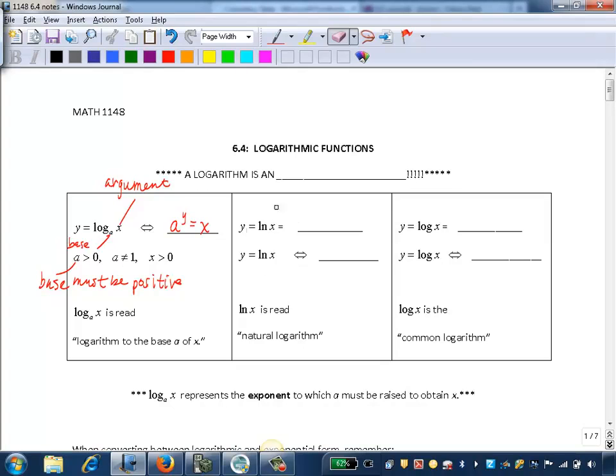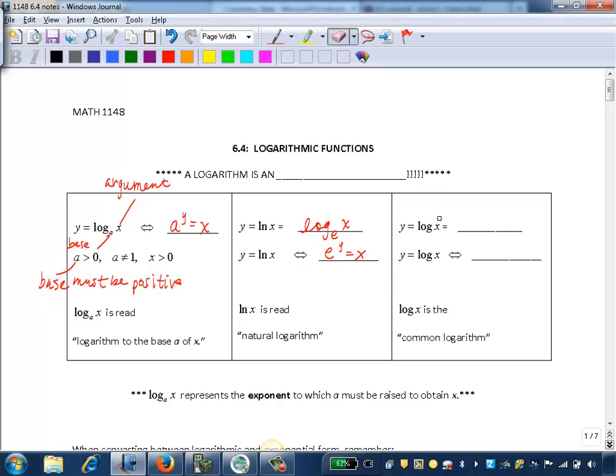Okay, now a special type of logarithmic function is this ln of x. We read this as the natural logarithm of x. The natural logarithm of x is equivalent to a logarithm with a base e. Remember, e is that number that we studied in the last section, 2.71, etc. So it has a base of e. So then y equals natural log of x is equivalent to saying e to the power y equals x.